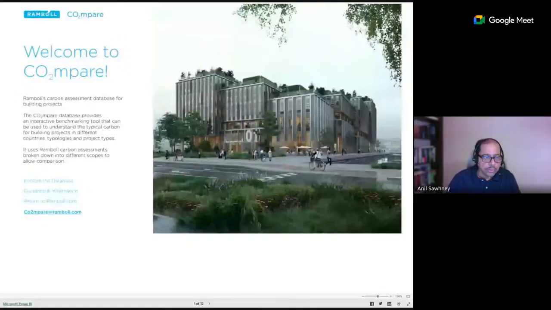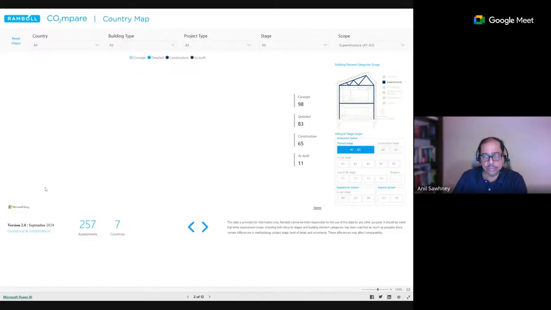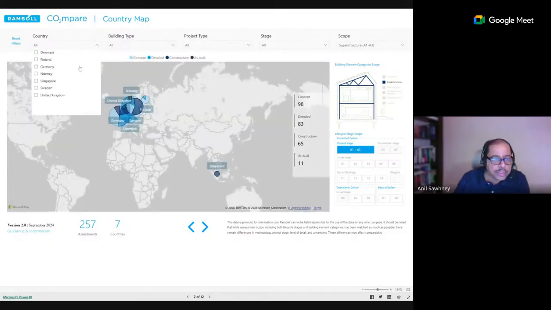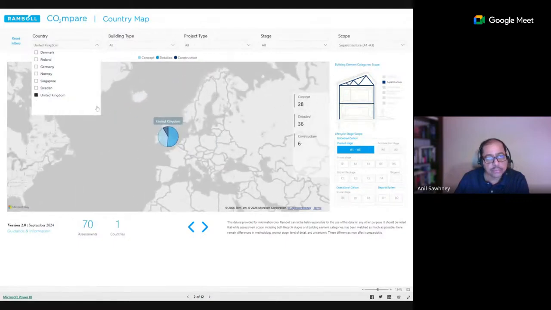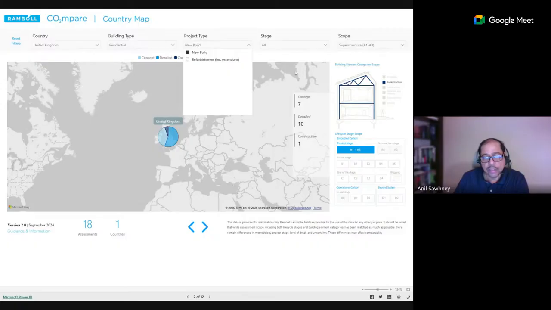So you will see that Rambol is publicly sharing their project database. In this Power BI interface, you can select a country. Unfortunately, you can see how limited that is. You can select building types, so maybe residential, project type new build. And so they have 17 assessments available.